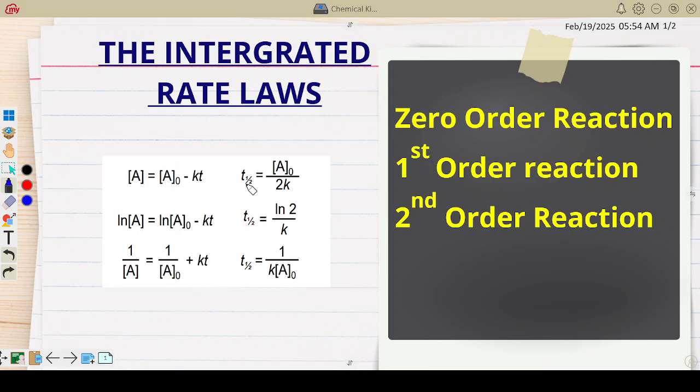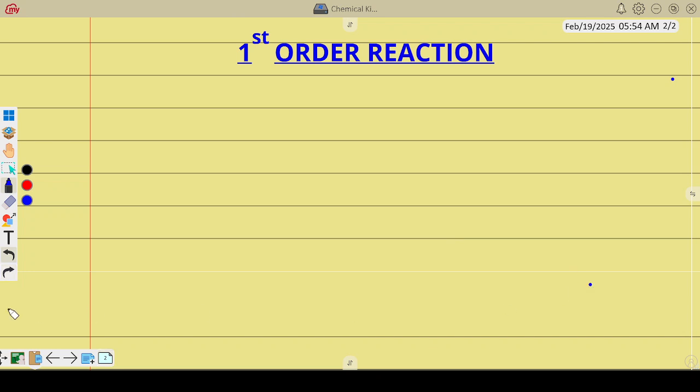We're going to derive these formulas, and then we even get to run through practice questions. And we'll start with the first order reaction. I'll start with the first, second, and we end with the zero order reaction. So getting started with the first order reaction.